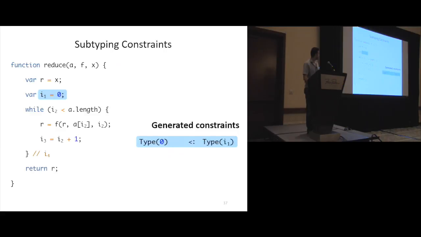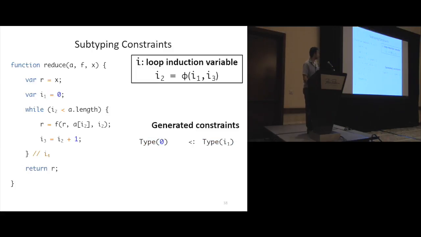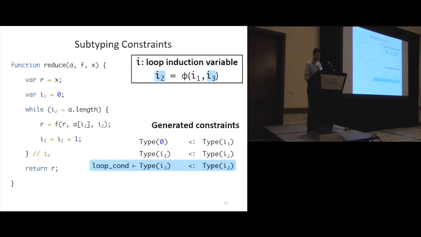So using that intuition, then the first 0 and I1. Then we don't really have an explicit assignment to I induction variable in this case. And so I2 is the phi variable according to the SSA literature. And so it gathers values from I1 and I3. And so we get a constraint between the type of I1 and I2 and the type of I3 and I2. And notice here that we have encoded the loop condition as a precondition for this constraint. And this encodes path sensitivity.